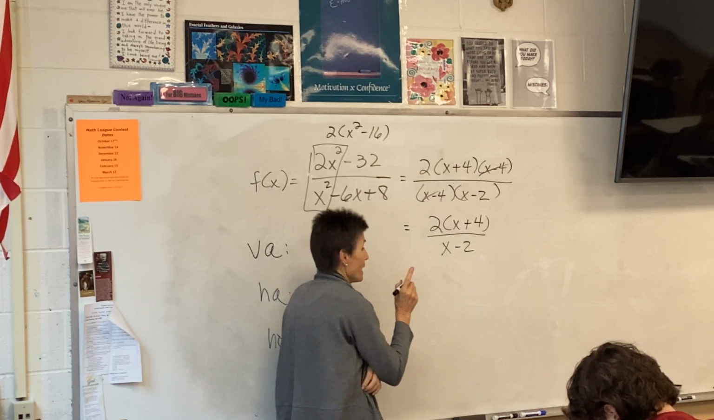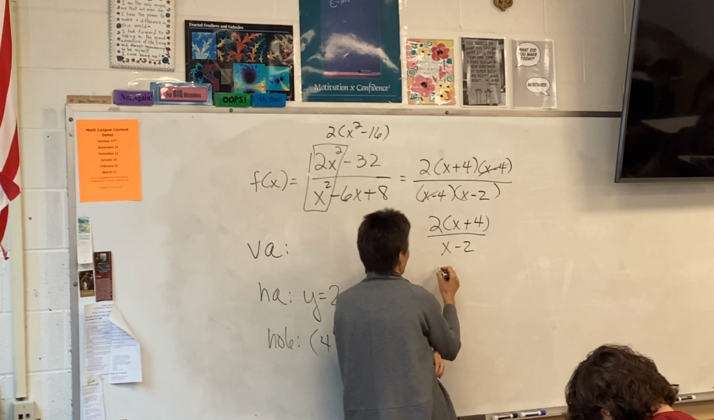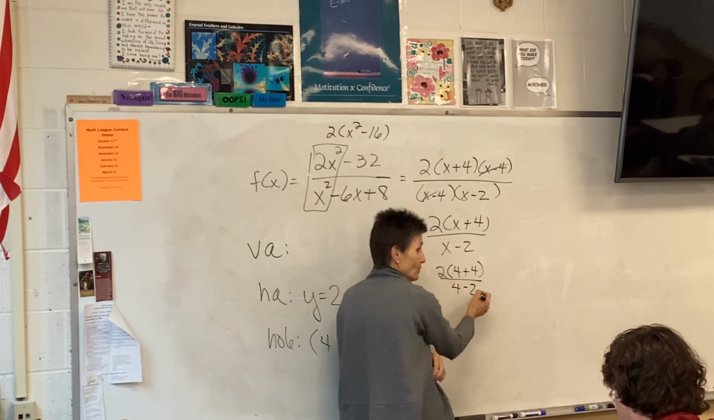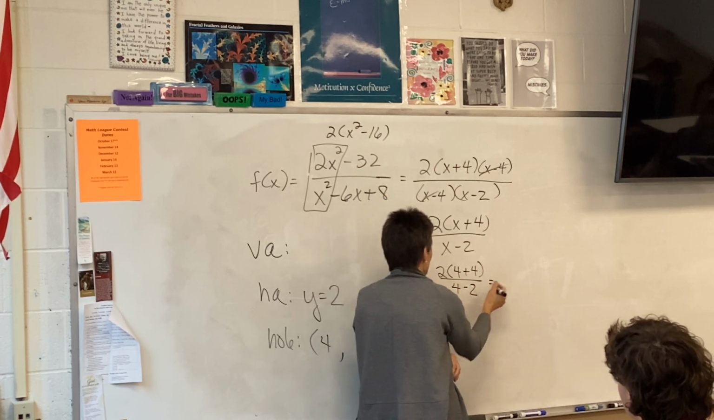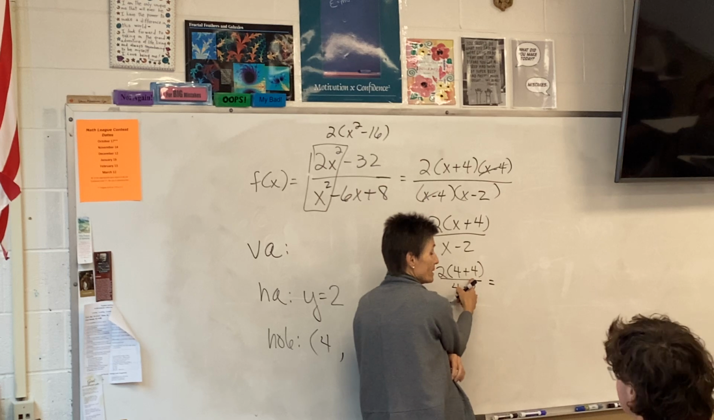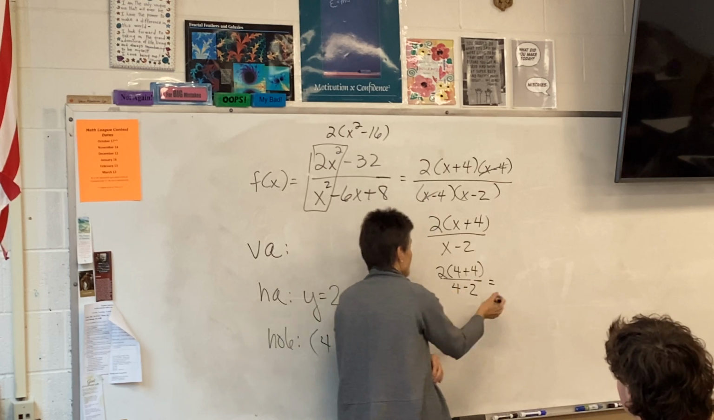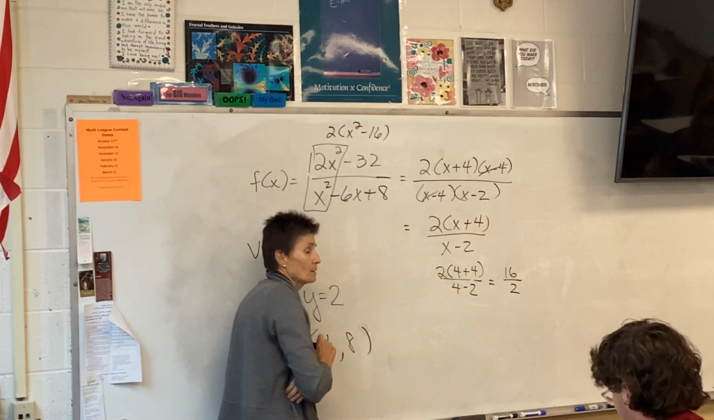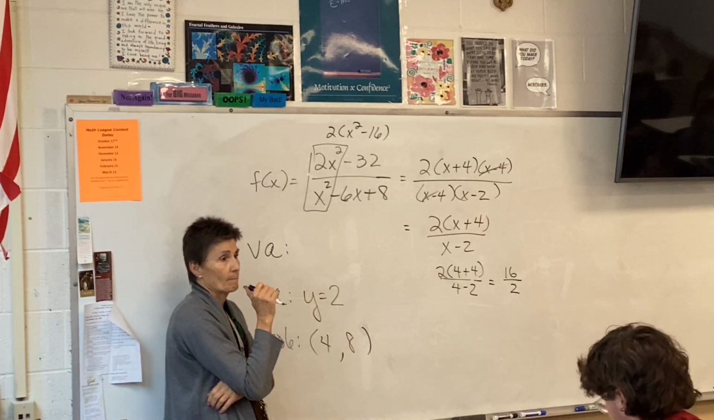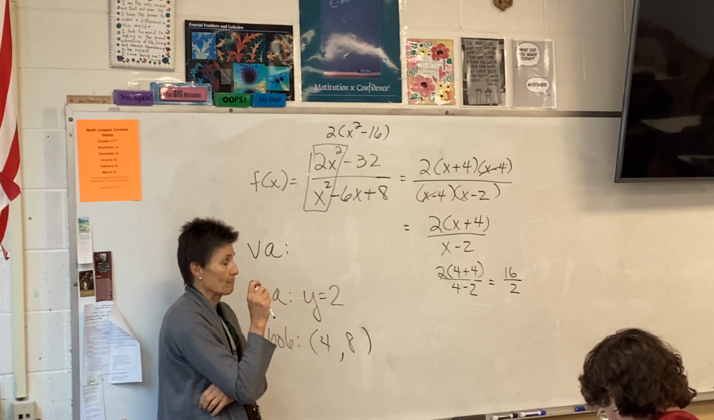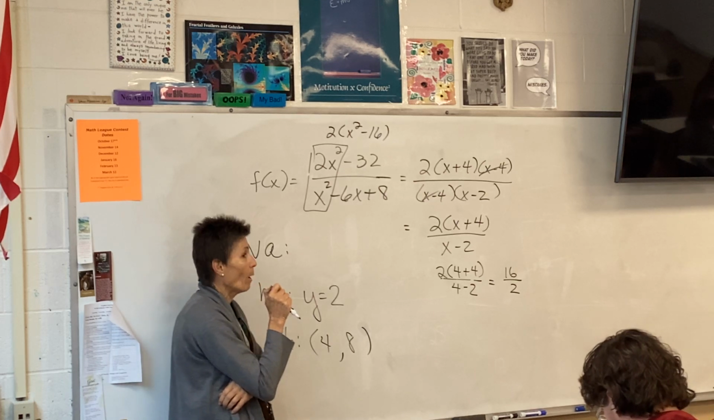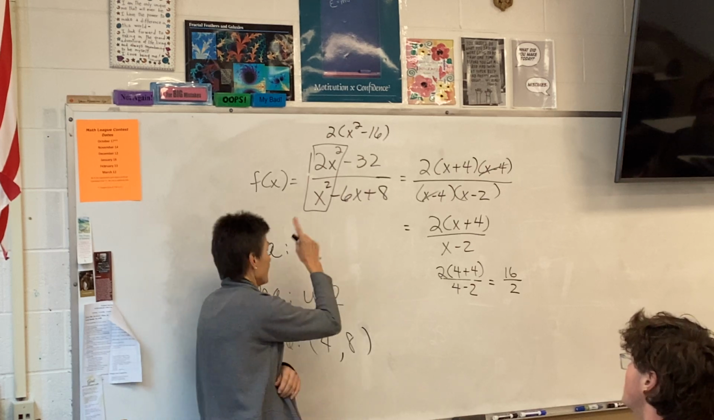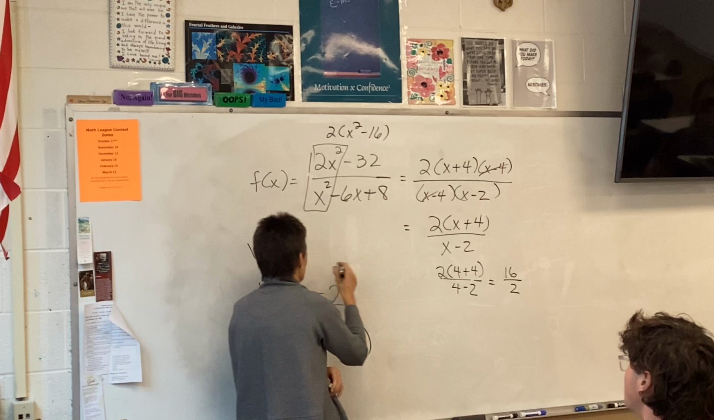And the y will be at 2 times 4 plus 4 over 4 minus 2, 12 over 6, which is 4 plus 4 is 8 times 2 is 16 over 2, 8. So the hole is at 4, 8. And what about a vertical asymptote? X equals 2. It comes from the denominator. Yeah, x equals 2.